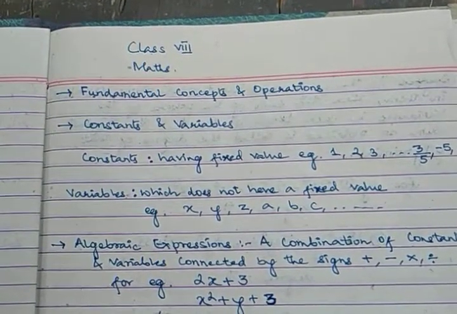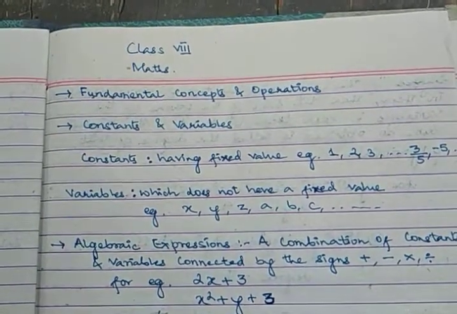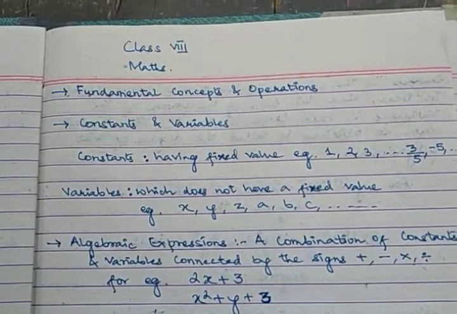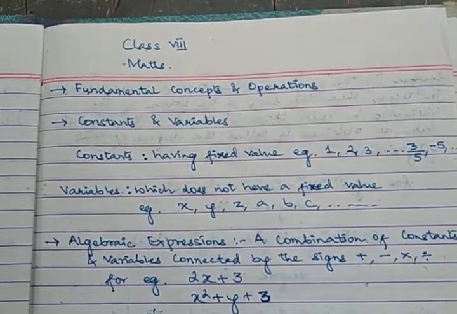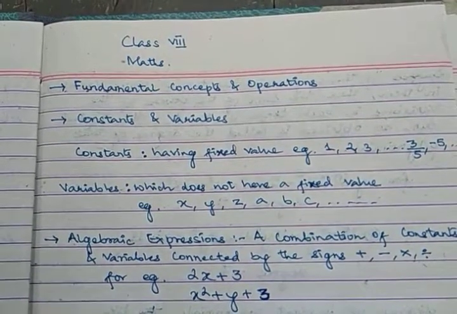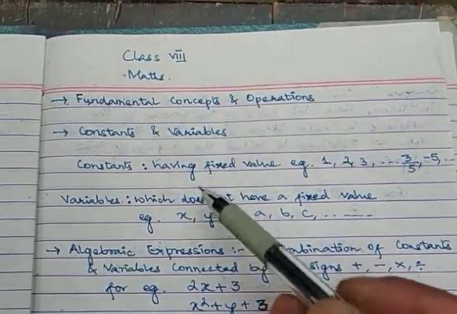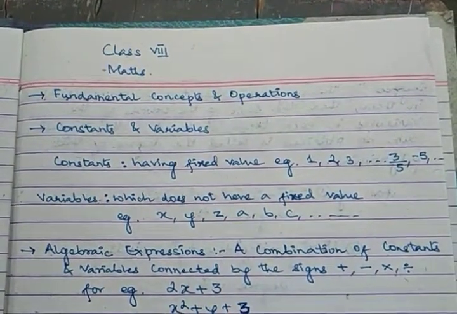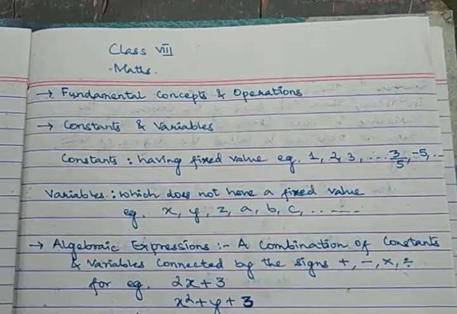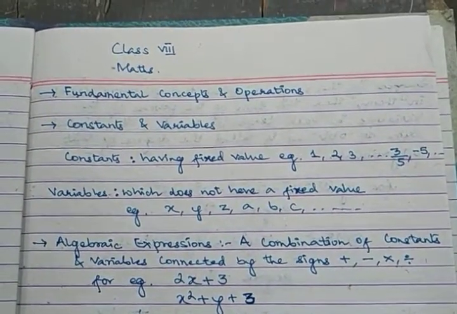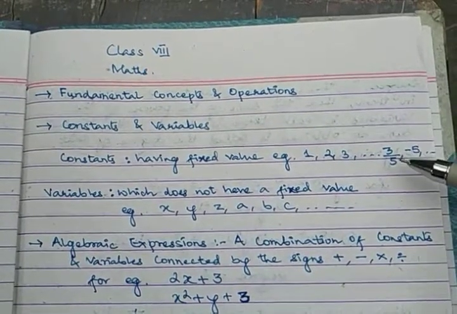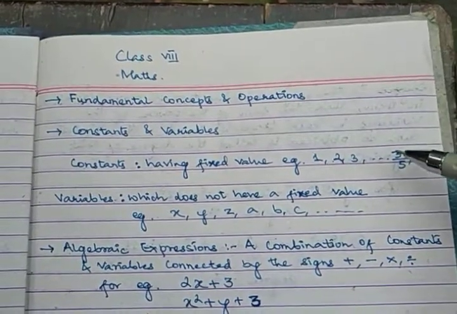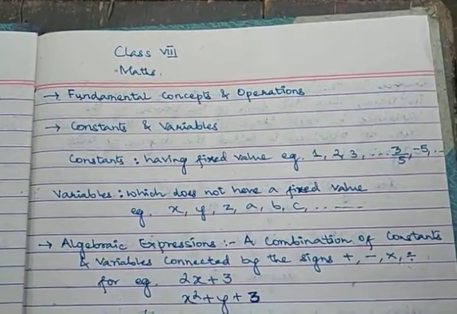For fundamental concepts and operations, first of all we'll be dealing with the terms constants and variables. What does the term constants mean? Constants are terms having fixed values. For example, 1, 2, 3, or in simple words, the numbers. If you see a number, then it's a constant term. You can directly predict that, isn't it? It may be a fraction, an integer, a negative integer, and so on. A constant term means nothing but simply a number.